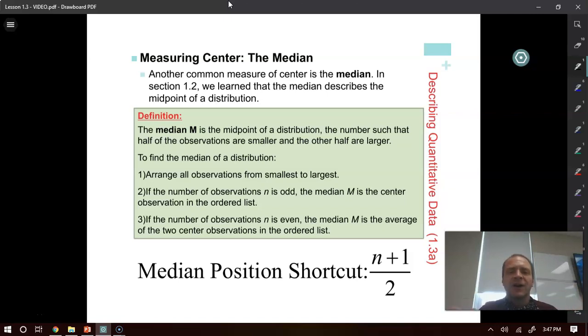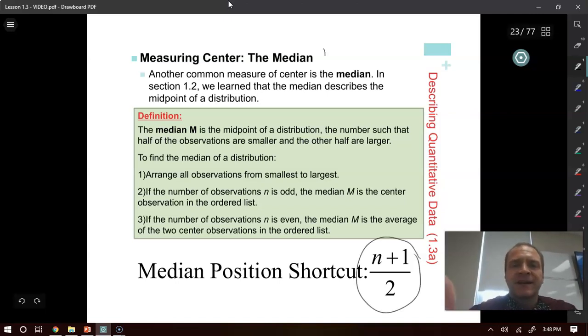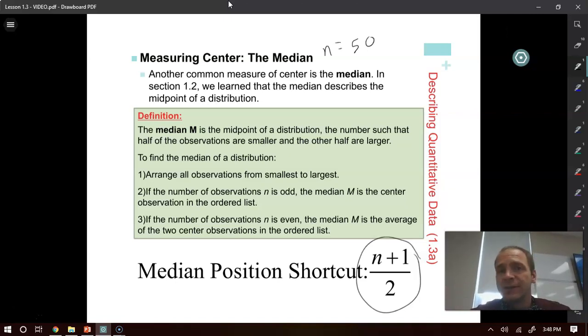If the number of observations is odd, the median is the center number in the list. If the number of observations is even, the median is the average of the two middle numbers. You can use this position shortcut to help you out. If I have a sample size of 50, to find the position of the median, we use capital M as shorthand for that.